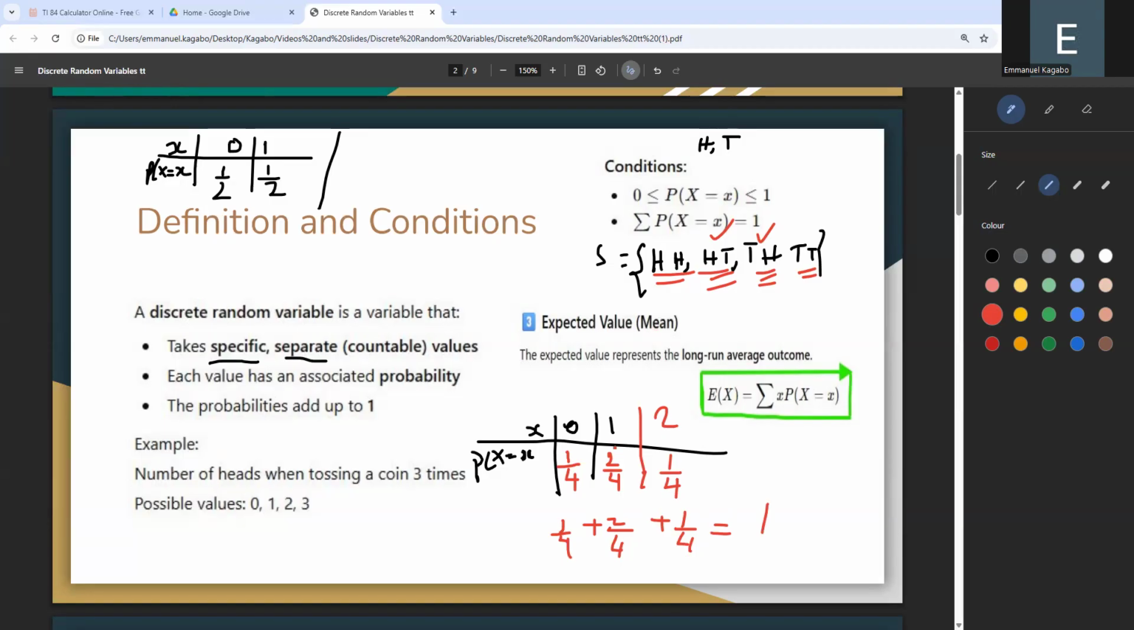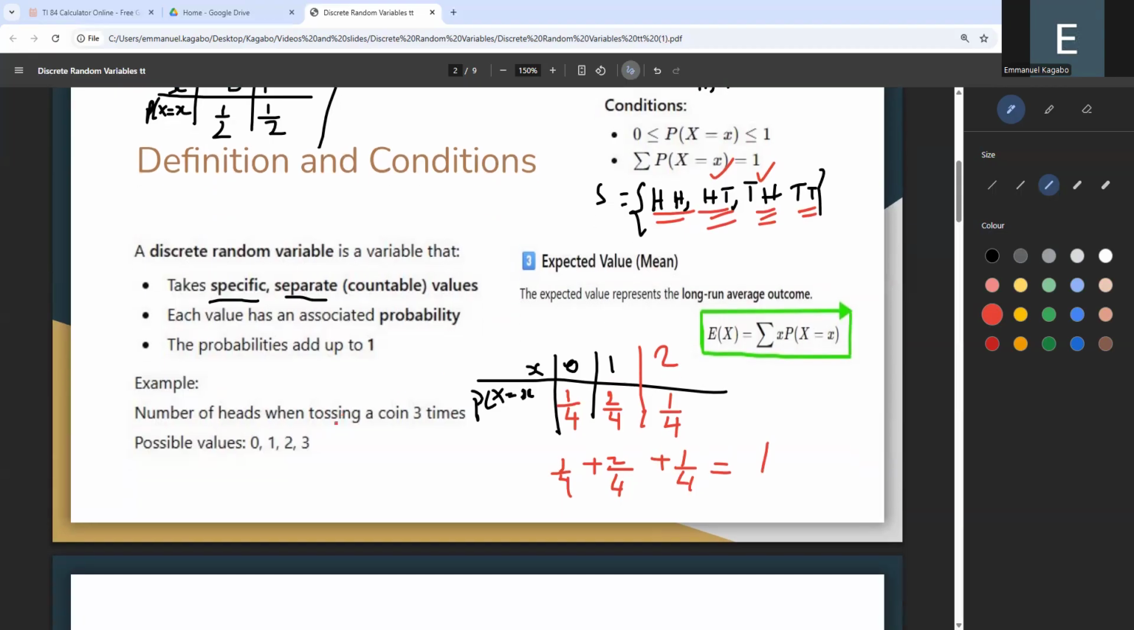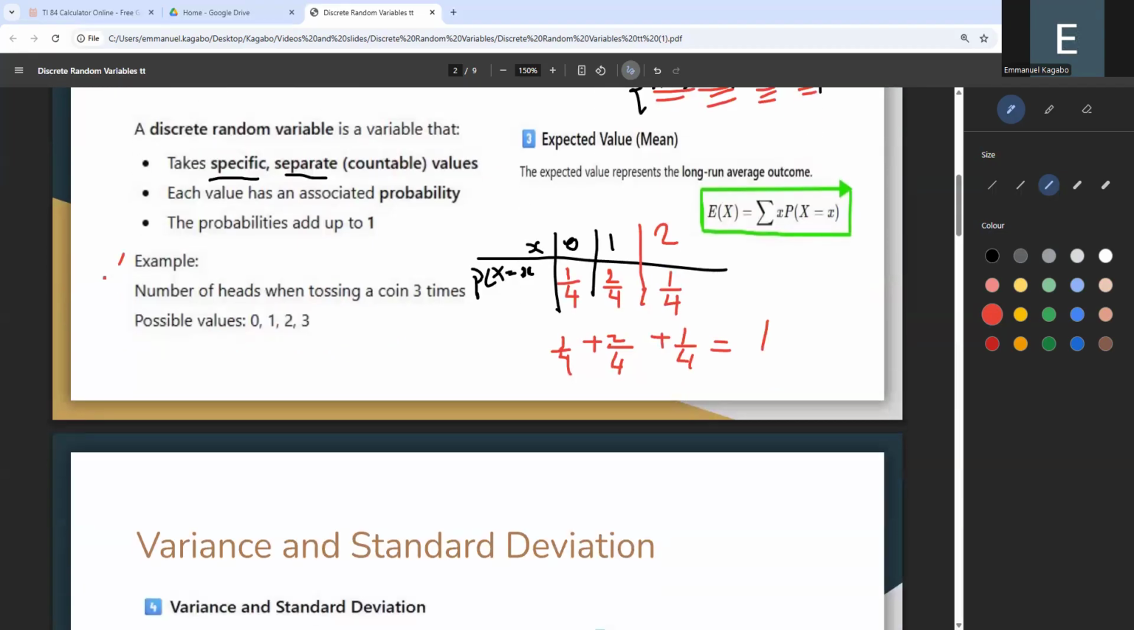So it's not continuous. It's not like time or height. No, it is not. It's taking a specific value. I hope you have understood that. I don't have time to do that, but you can try this.